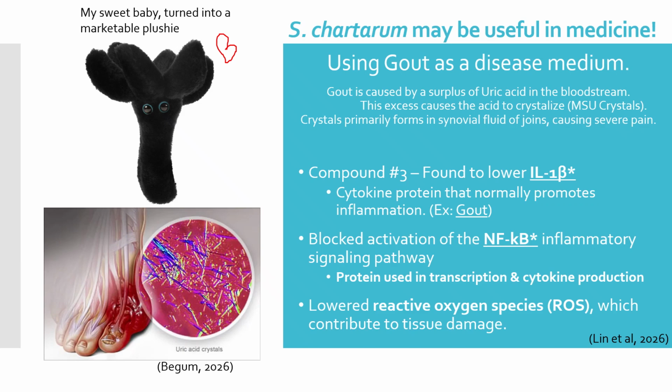And they was also found to block the NF-κB inflammatory signaling pathways, which we did talk about as one of our most recent classes, which is basically a protein used in transcription and the production of cytokine. And it also lowered the ROS, which is the reactive oxygen species, which contributes to tissue damage.